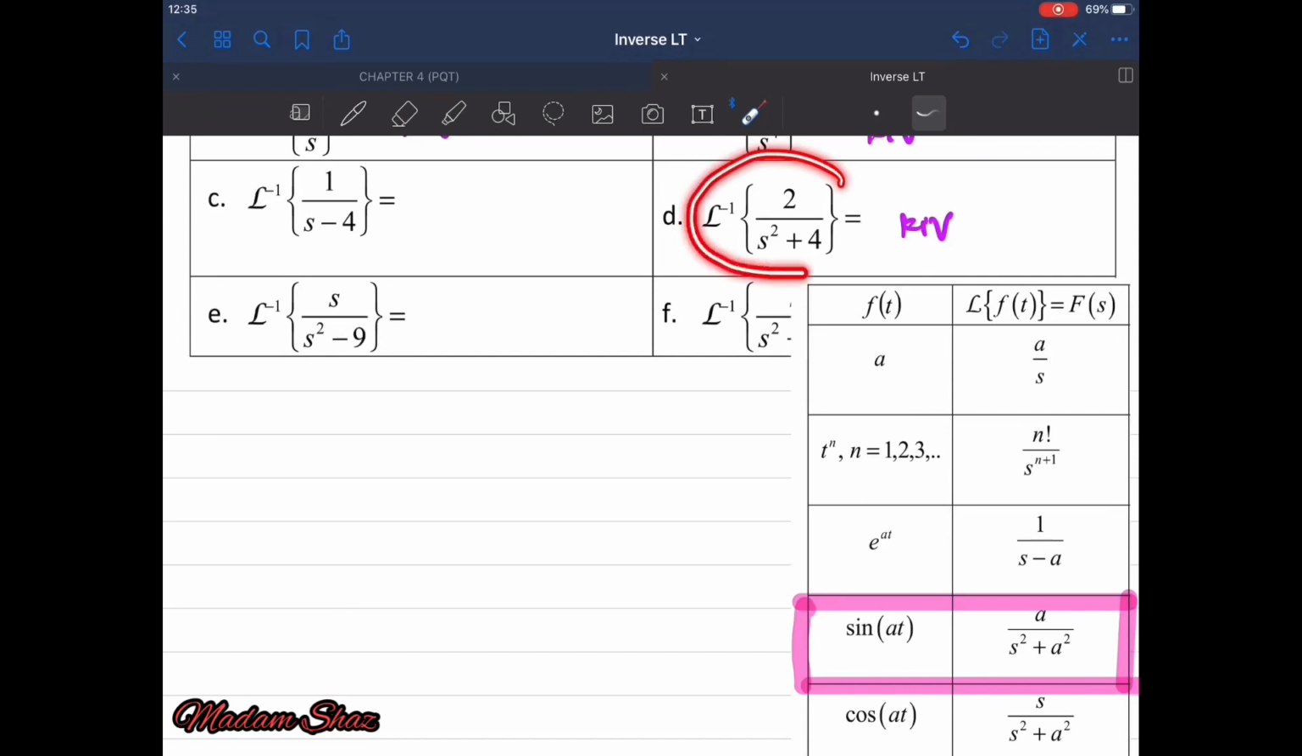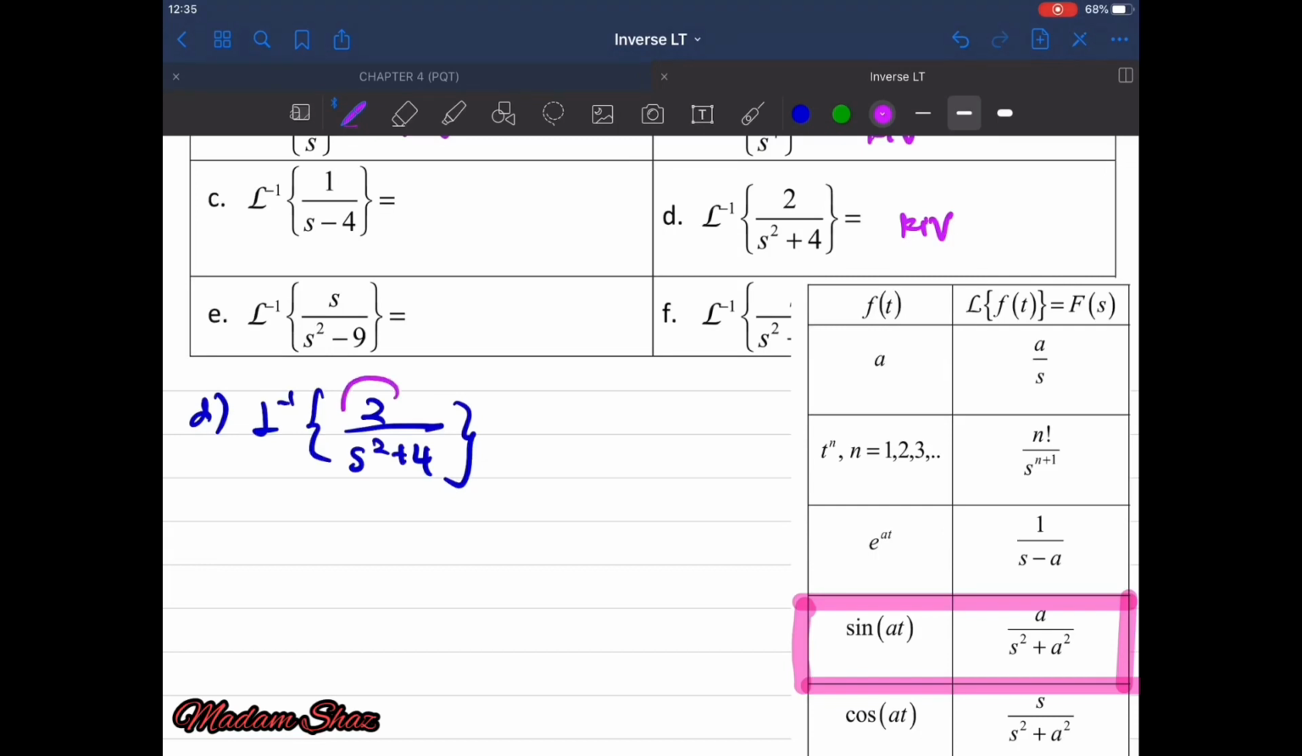For example D here, Laplace inverse of 2 over s square plus 4. So you have a constant at the upper side here. The same thing, you have to bring the constant to the front, and then you have to refer to the table of the Laplace transform, whereby you have s square plus a number at the bottom and a constant at the upper side. So this one is the suitable one: a divided by s square plus a square, and your f(t) will become sine of at.